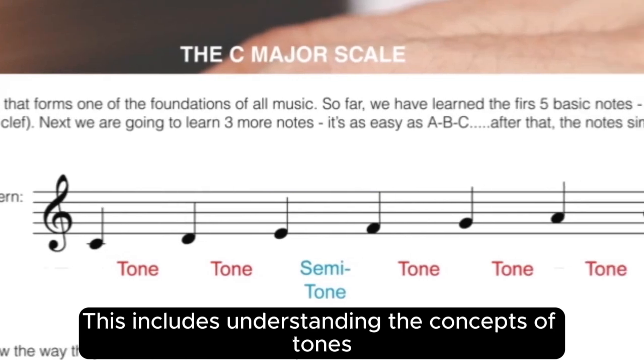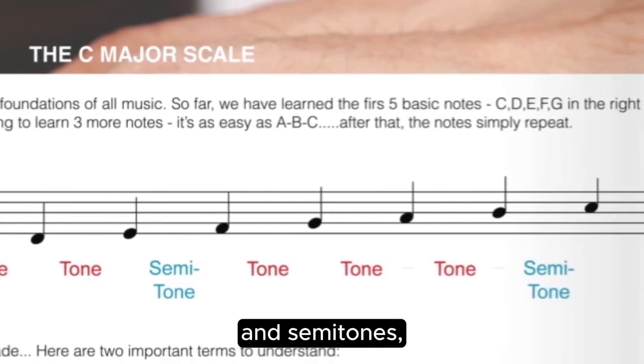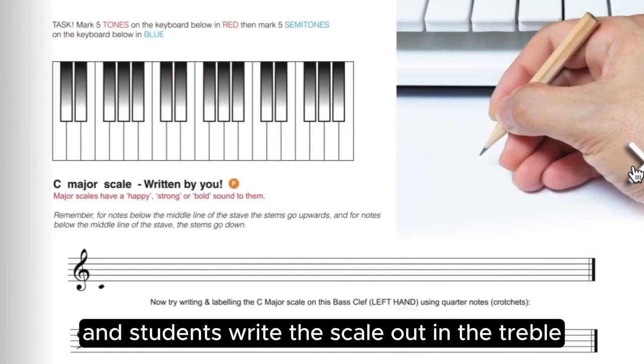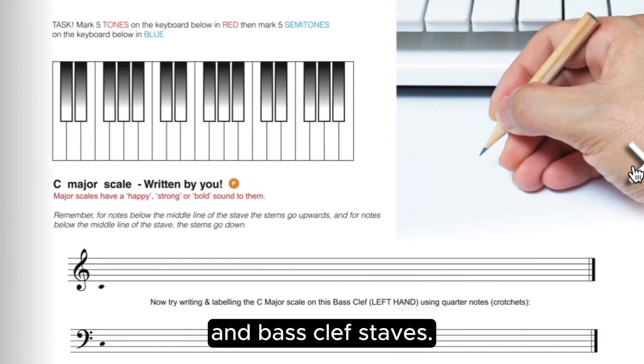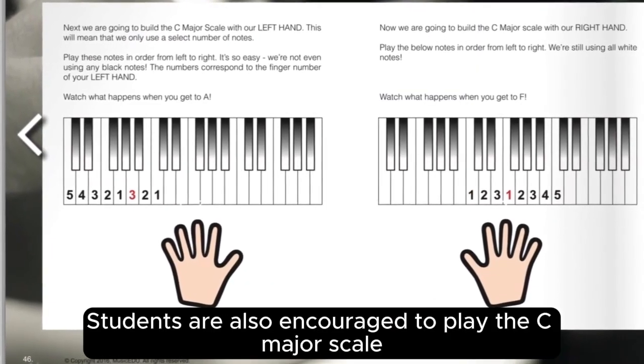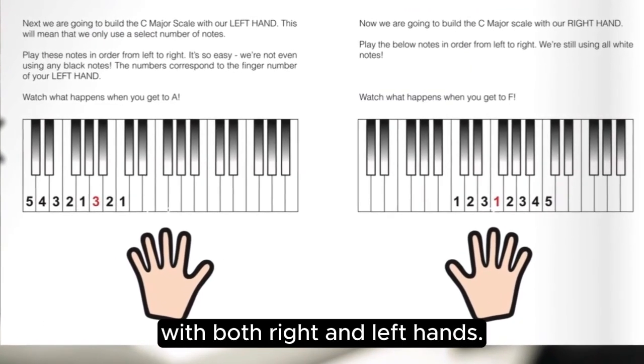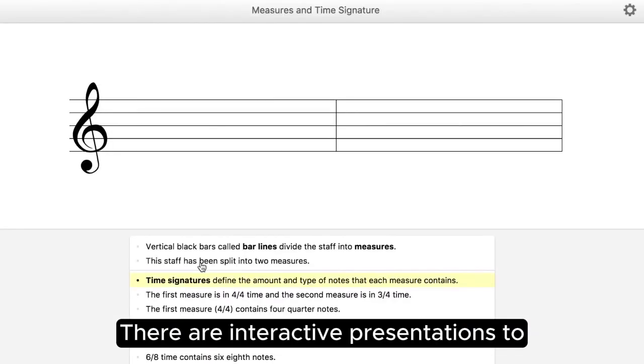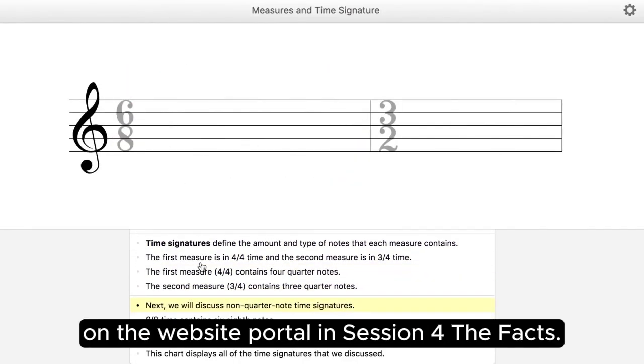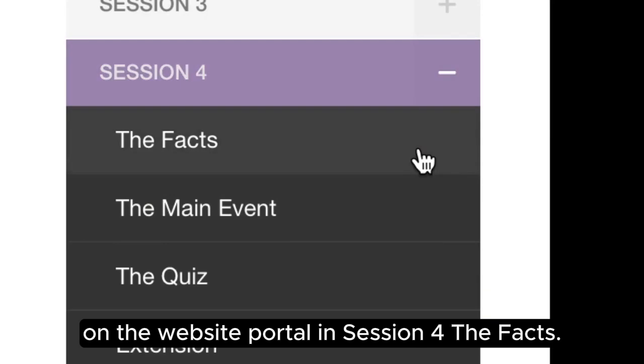This includes understanding the concepts of tones and semitones, and students write the scale out in the treble and bass clef staves. Students are also encouraged to play the C major scale with both right and left hands. There are interactive presentations to accompany these activities on the website portal in Session 4, the facts.